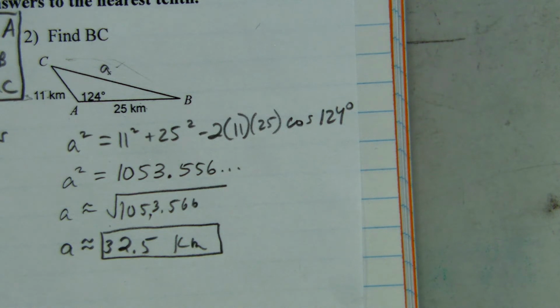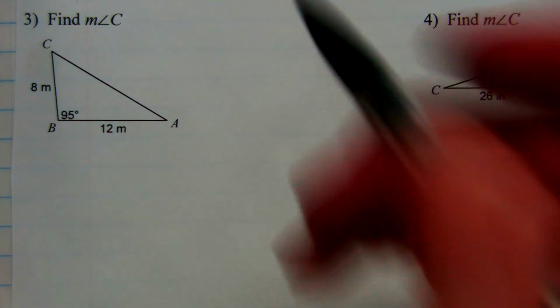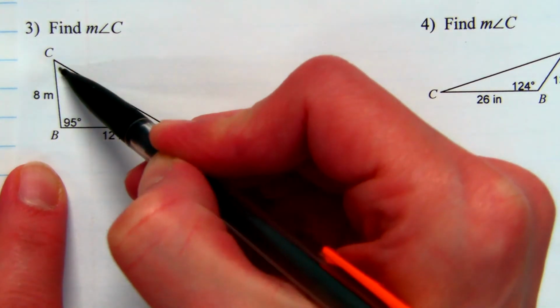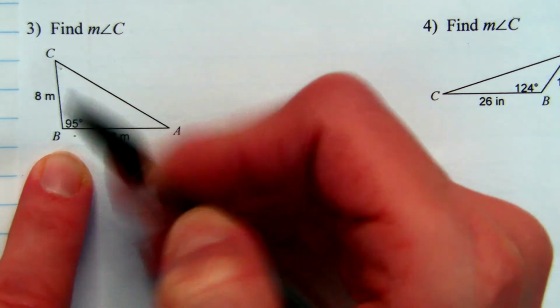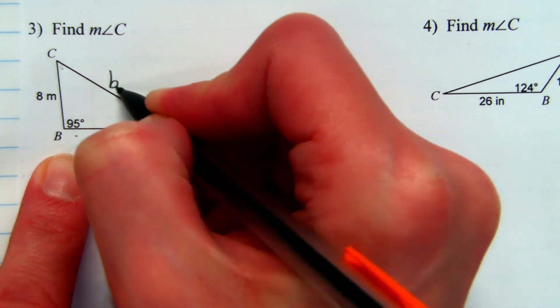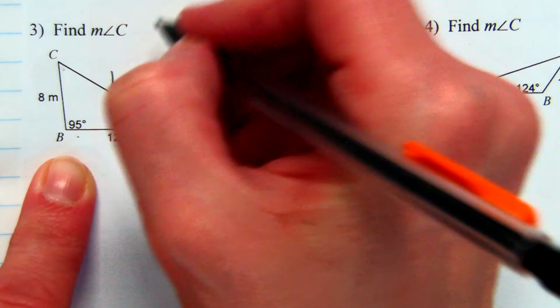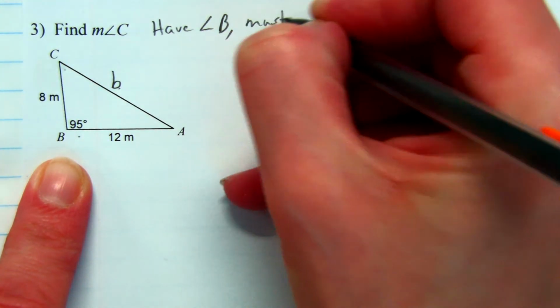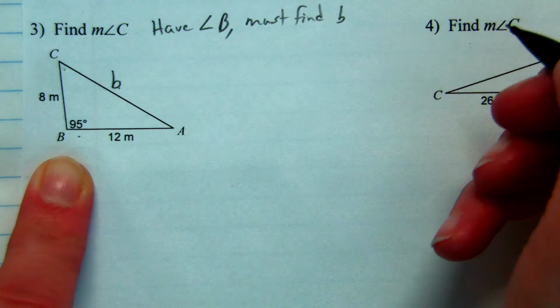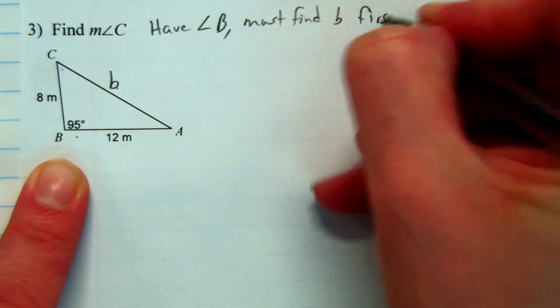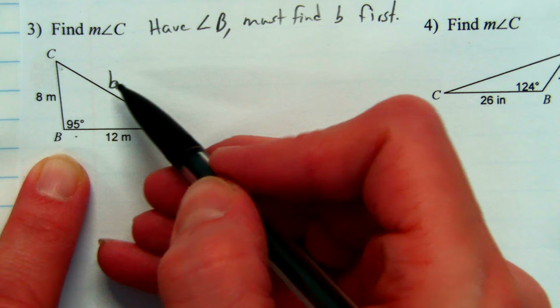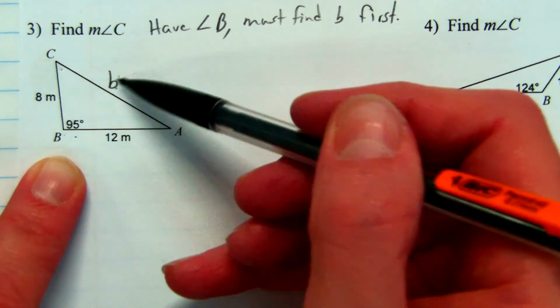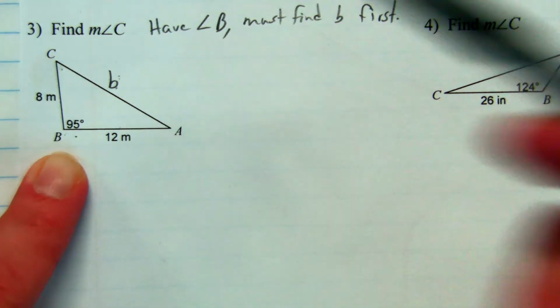Okay, when we start solving for angles, it gets a little bit trickier, but I'll talk you through it, it'll be fine. So it says find the measure of angle C. Well, since I have angle B, I actually have to solve for side B first. So since we have angle B, we must find side B first. And I'll point out at this point, we could not use the law of sines directly to find this because I don't have any angle and side pairs to set up a proportion.